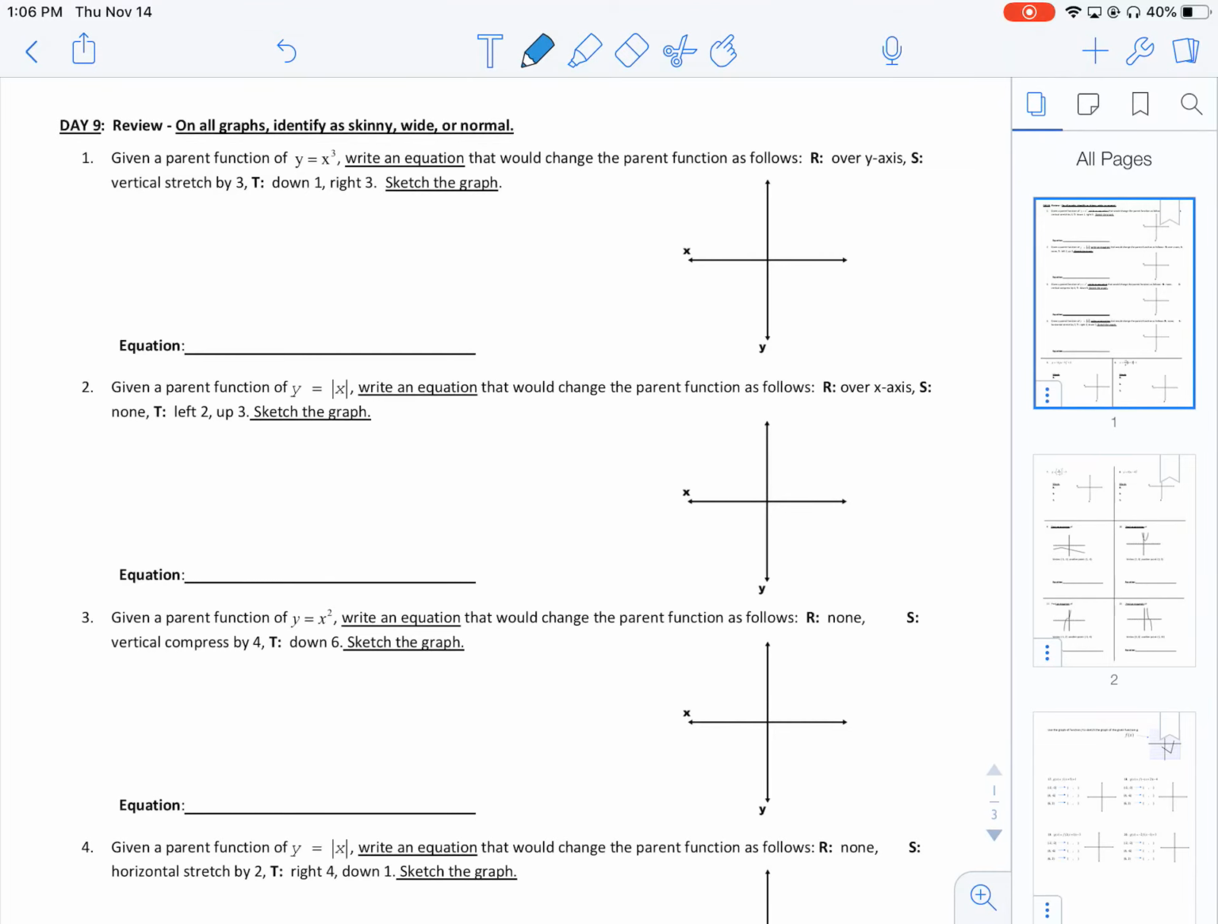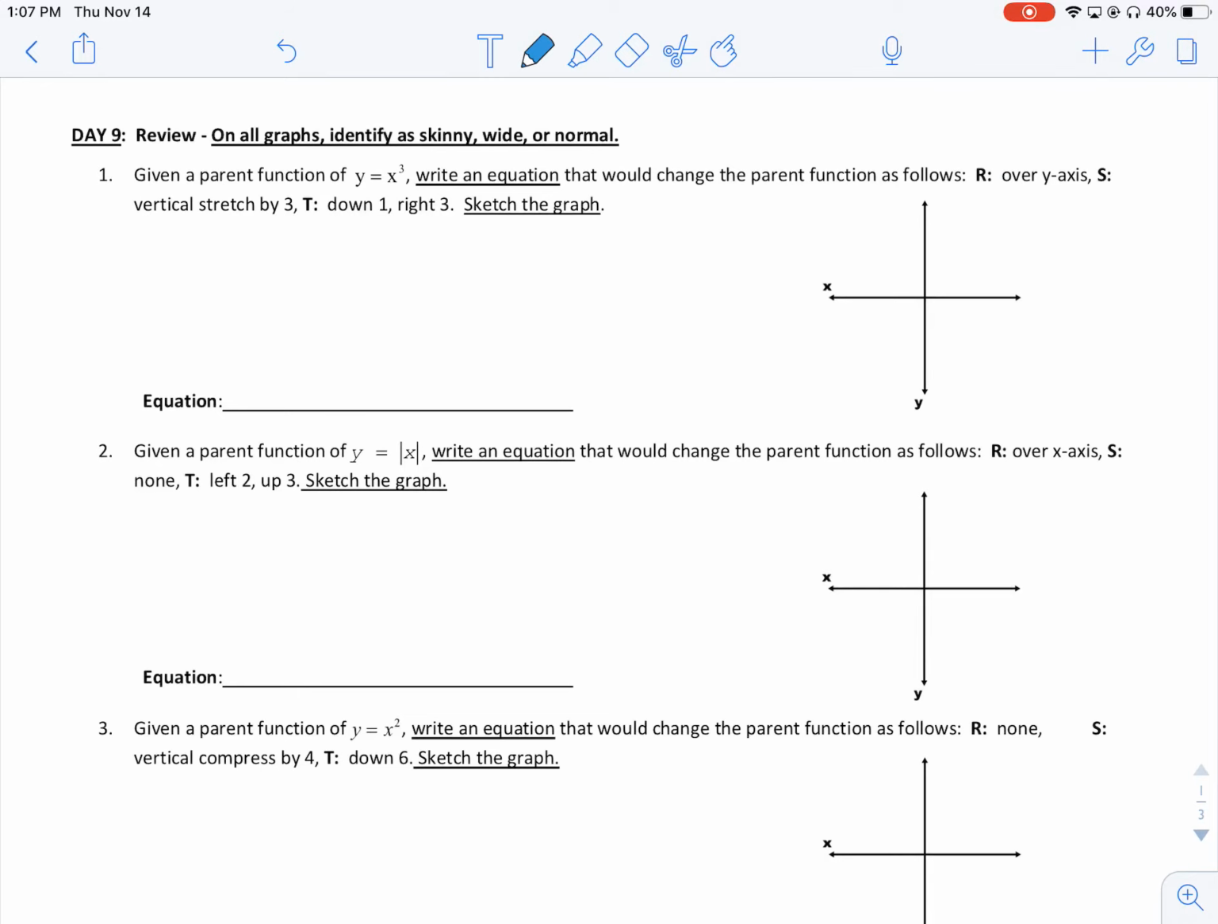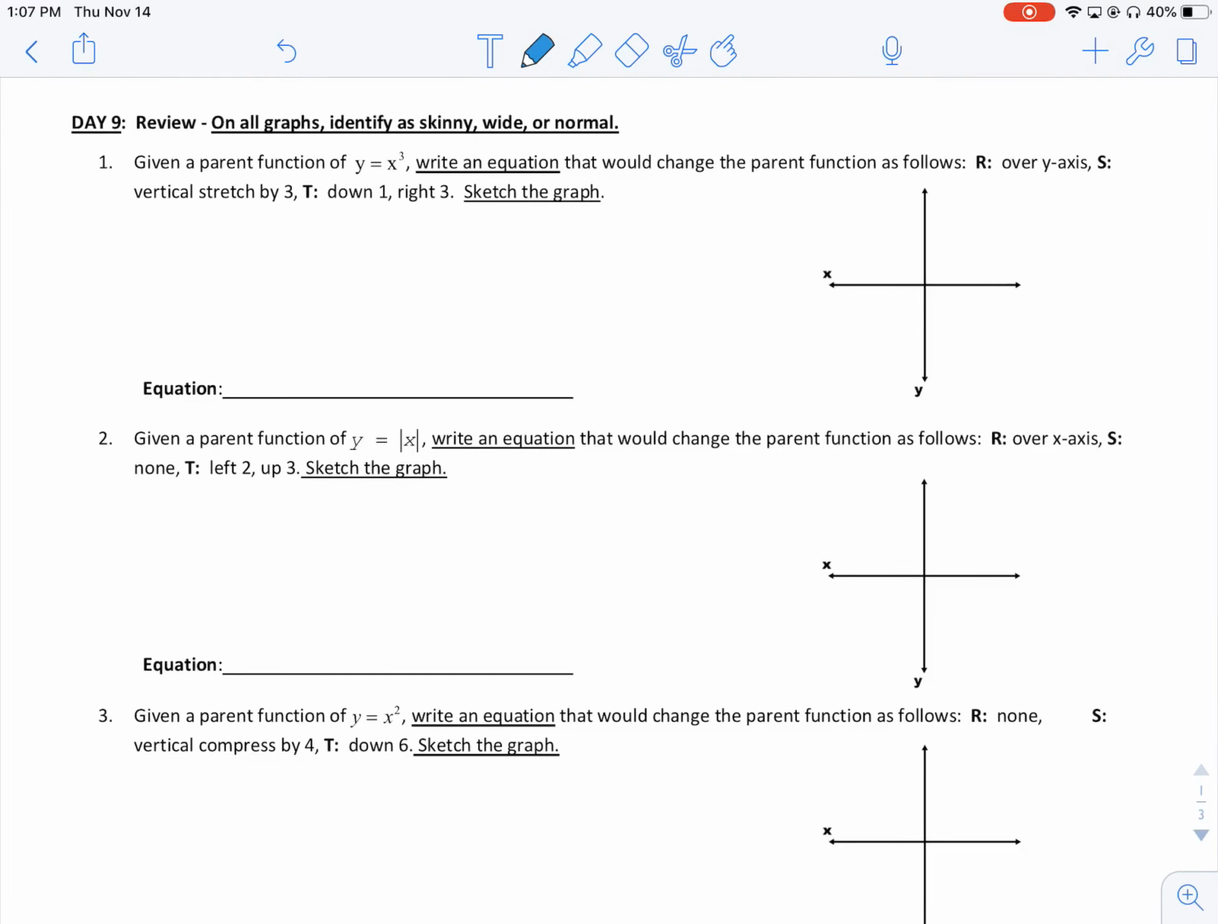Alrighty, we're going to do a review key, so here we go. Number one, we have to identify the graph as skinny, wide, or normal when we're done, and make a sketch and write an equation. So on this one, we have a reflection. We have our RST, we have the reflection over the y. So that means that there is a negative with the x.